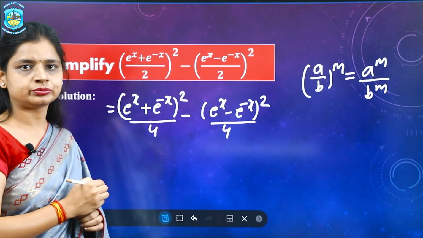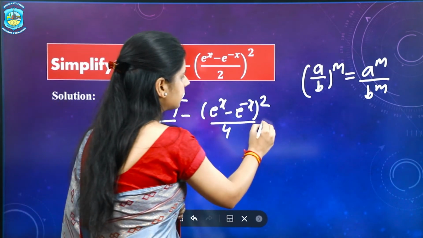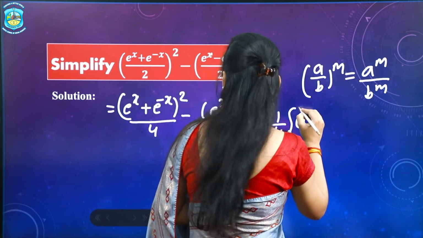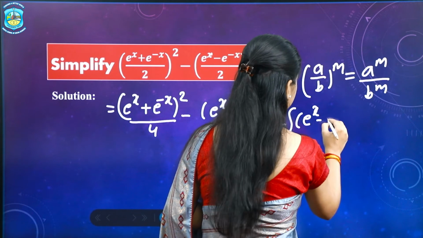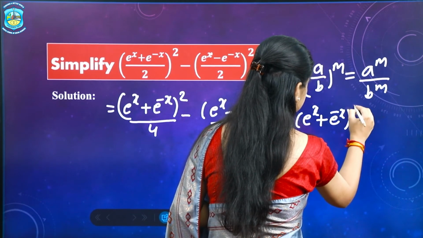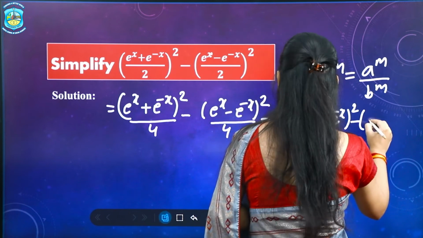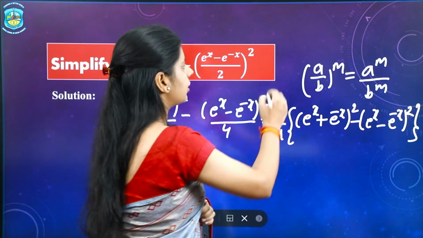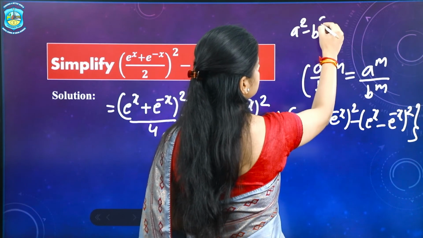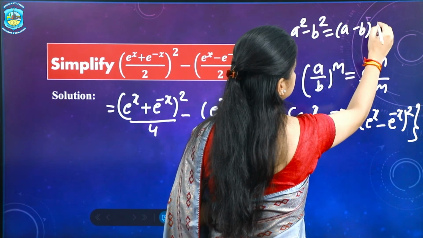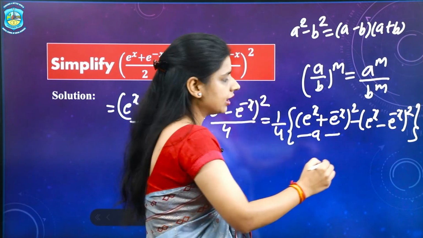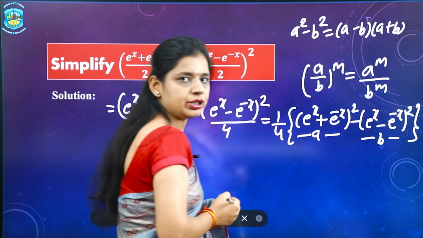upon 4. In the next step, we will take 1/4 as common and we will get 1/4 multiplied with [(e^x + e^(-x))^2 - (e^x - e^(-x))^2]. In this term, we will apply the formula a^2 - b^2, which is (a - b)(a + b). This term will be treated like a and the other will be treated like b.